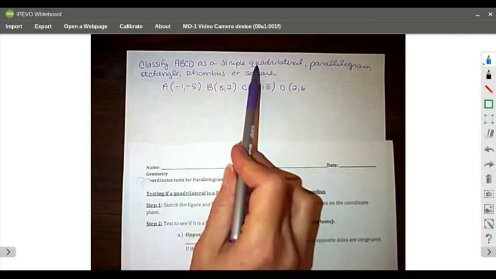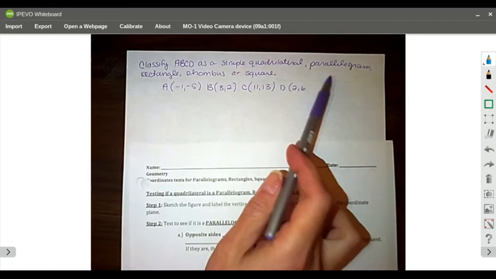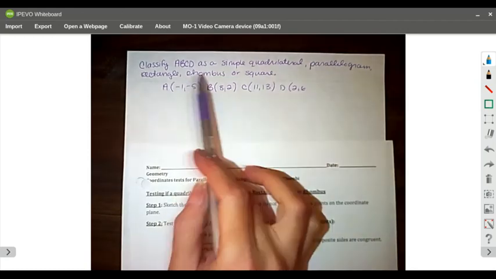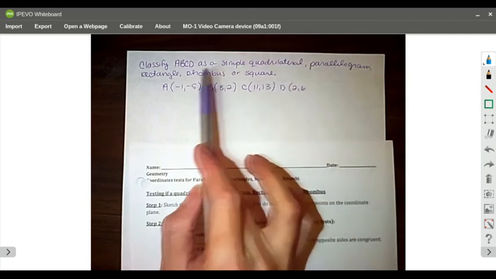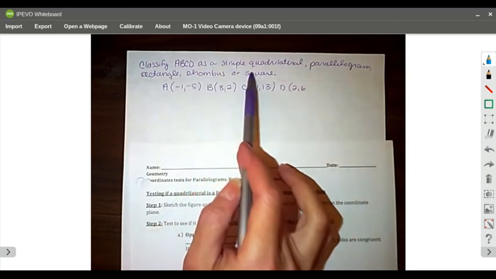Is it a simple quadrilateral? That just means it doesn't have any of the properties of a parallelogram, rectangle, rhombus, or square. It's just a random four-sided figure. Is it a parallelogram? Is it a rectangle? Is it a rhombus? Is it a square?